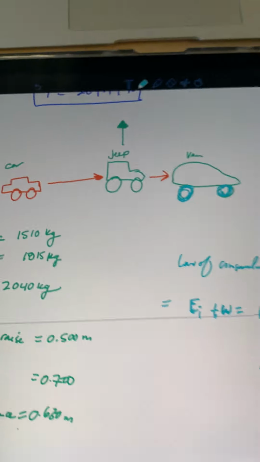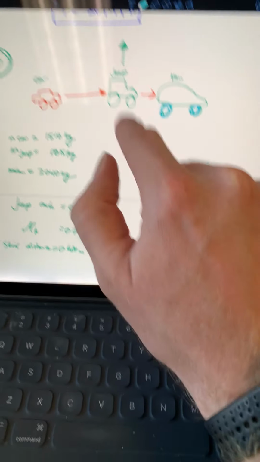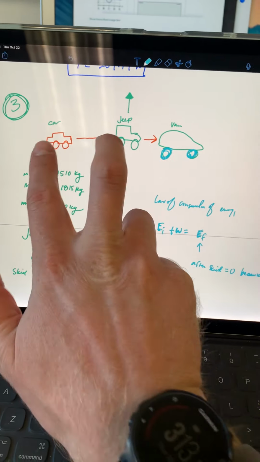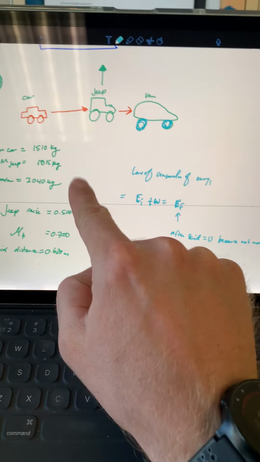I guess the way that this is going to work here is, I solved this and I'm just going to run you through it. So we have the car hitting the Jeep, it jumps up and then comes down, and then these two, which have now collided, collide into the van, and then the van skids a little bit. So these are our knowns.